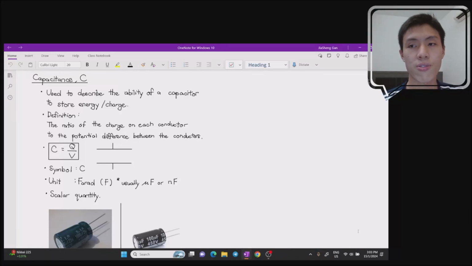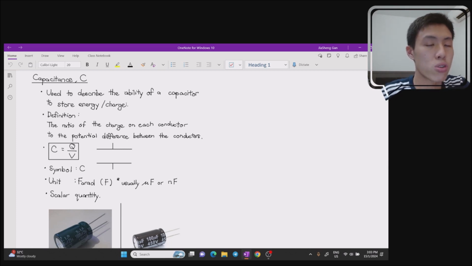Now that we have a rough understanding of what a capacitor is, let's bring in a bit of maths and a more formal discussion of the idea of capacitance. Capacitance is a new physical quantity that we introduce to describe the ability of a capacitor to store energy or charge. If you have a greater ability to store energy or charge, or you can say you store more energy or more charge, then you have greater capacitance.